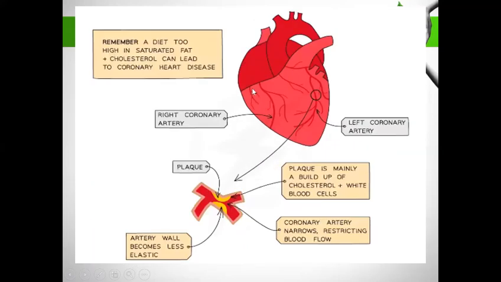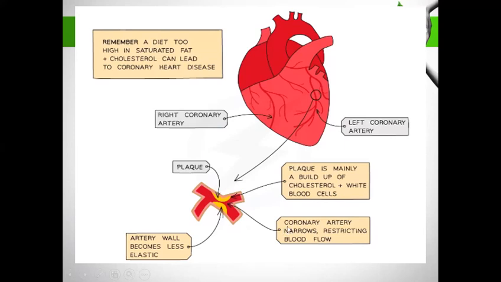You can see here, remember, a diet too high in saturated fats and cholesterol can lead to coronary heart disease. I mean, what is the reason for coronary heart disease? See, the diet or the food that we are taking, if it contains a high amount of fats or cholesterol, okay, it sticks to the wall of the artery and blocks the artery. So this deposition of cholesterol and calcium makes a hard structure that we call a plaque. And this plaque is mainly a build up of cholesterol and white blood cells.